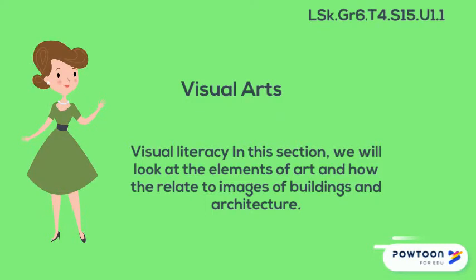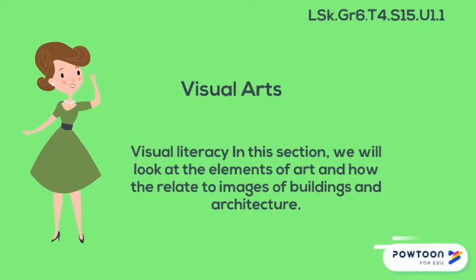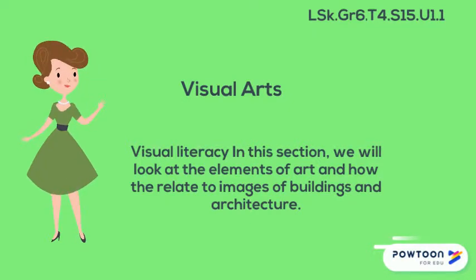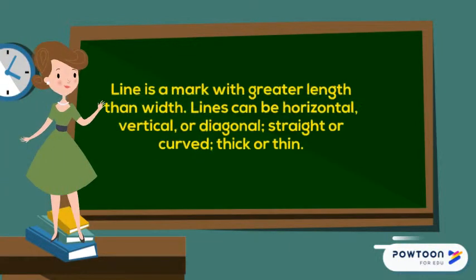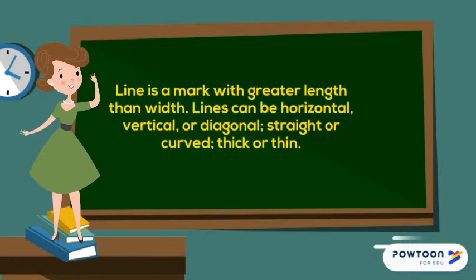Let's begin with unit 1 on visual literacy. In this section, we will look at the elements of art and how they relate to images of buildings and architecture. A line is a mark with greater length than width. Lines can be horizontal, vertical, or diagonal, straight or curved, thick or thin.